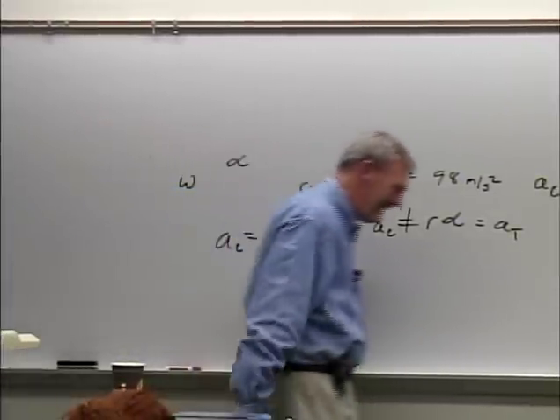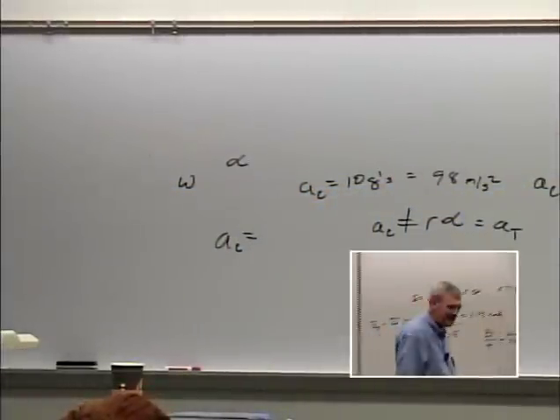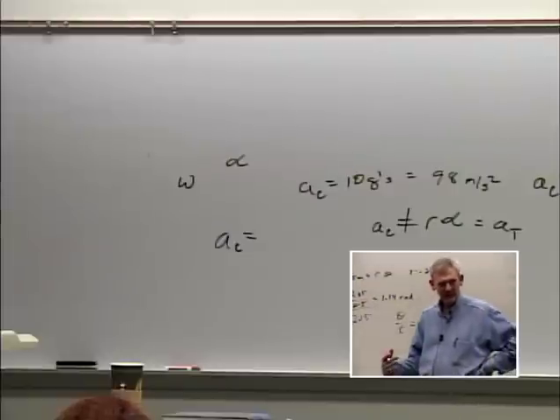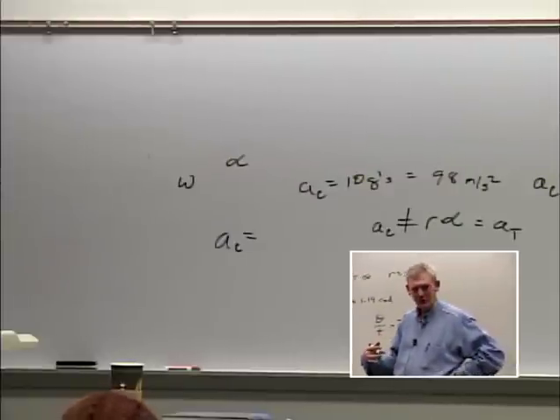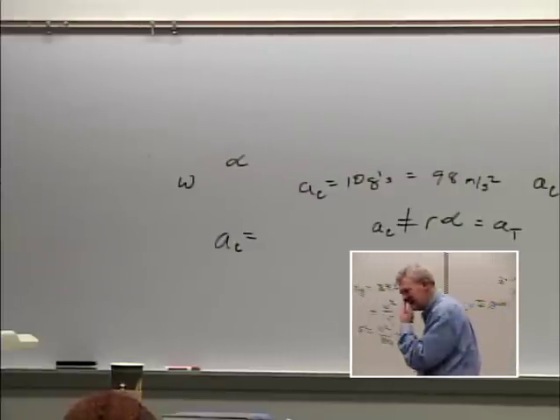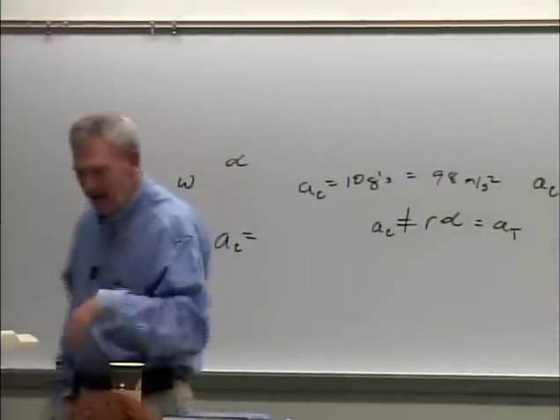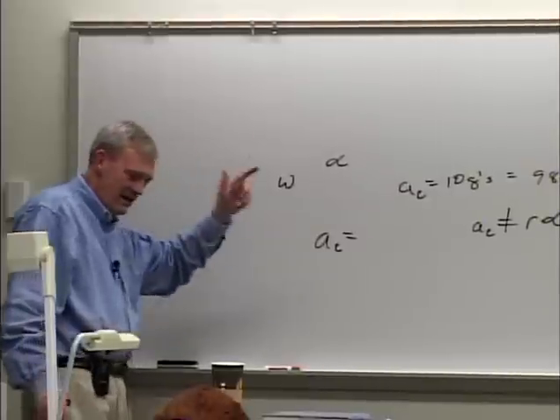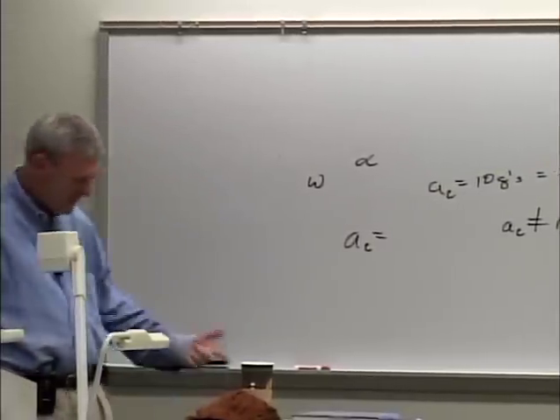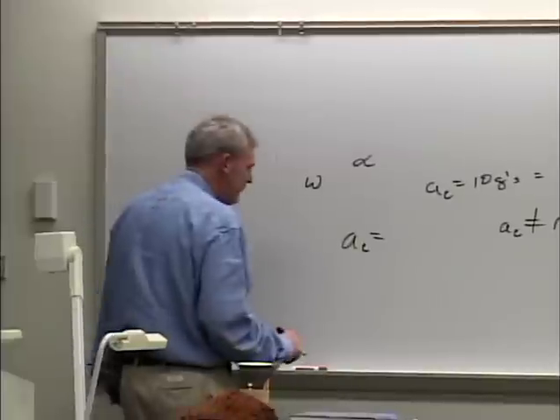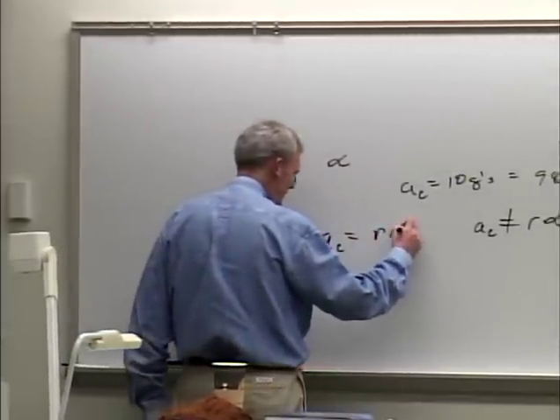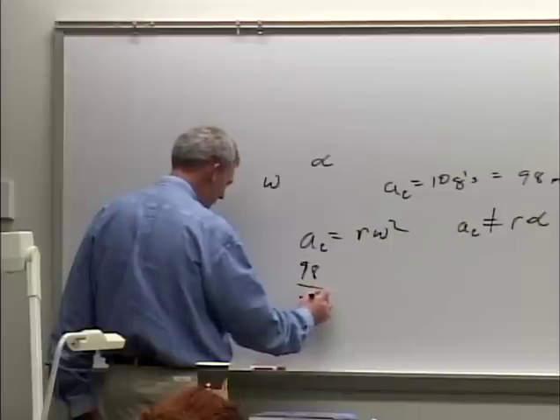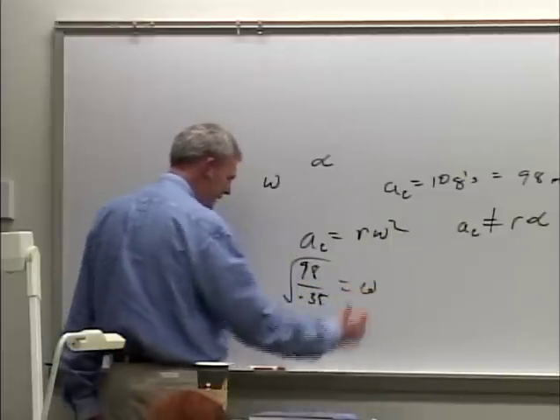Now that you guys have been a good guinea pig, I finally figured out how to teach this section. You got to teach you all the language, more so than all the math stuff. What do we mean by angular acceleration? What do we mean by angular velocity? Alpha is angular acceleration, and it's the change in angular speed, which is omega. AC actually equals R times omega squared. So you got 98 divided by 0.35, square root, equals omega.